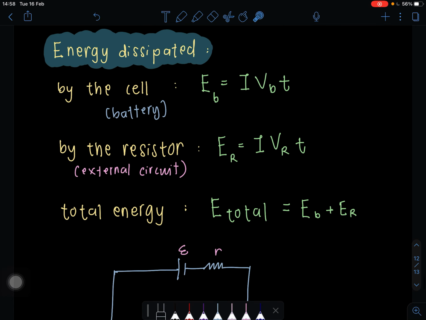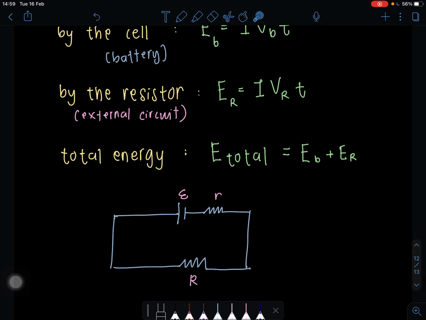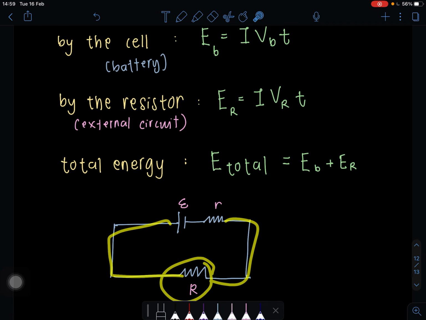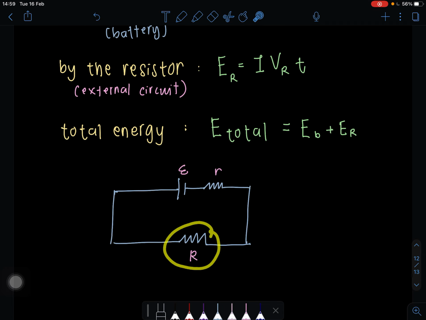Okay, now we look at the energy dissipated in a circuit. So in a circuit, we usually have a battery, and then this battery will have an internal resistance, and they are connected to a resistor. So the resistor here will usually be electrical devices. Electrical devices can be a smartphone, laptop, bulb. Okay, anything that we use as a resistor.